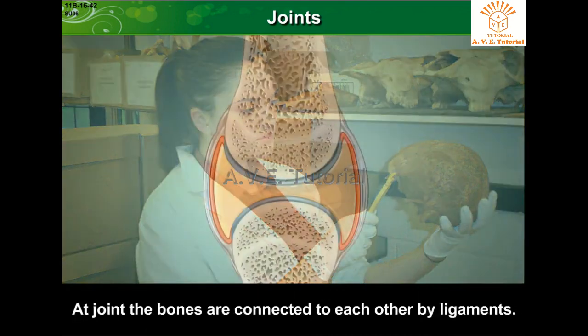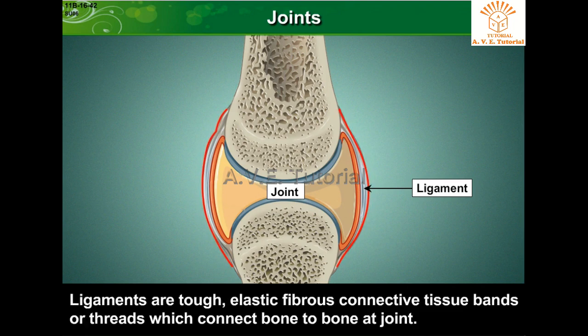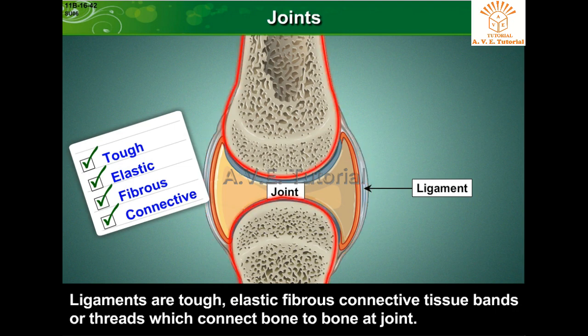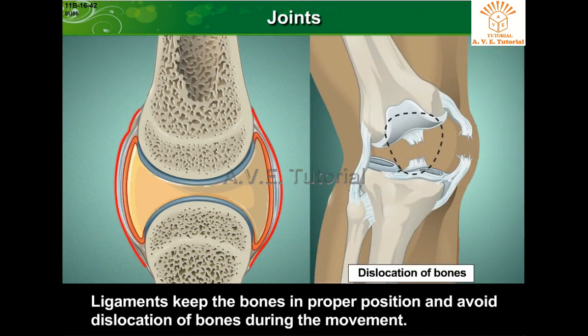At joints, the bones are connected to each other by ligaments. Ligaments are tough, elastic, fibrous connective tissue bands or threads which connect bone to bone at a joint. Ligaments keep the bones in proper position and avoid dislocation of bones during movement.